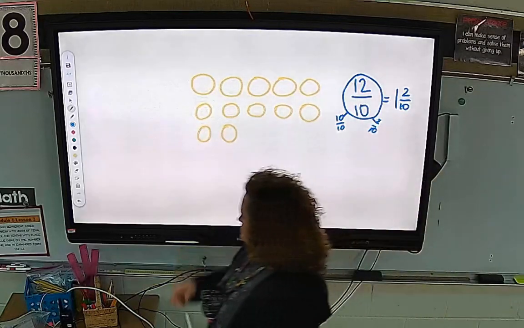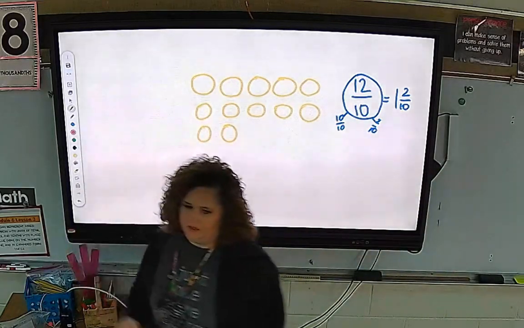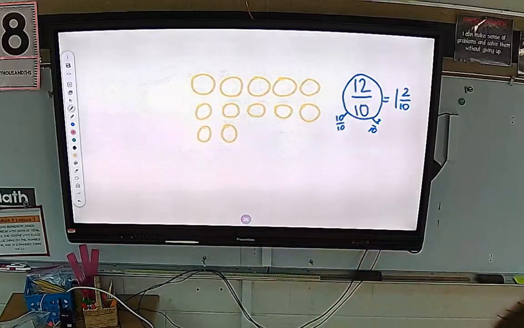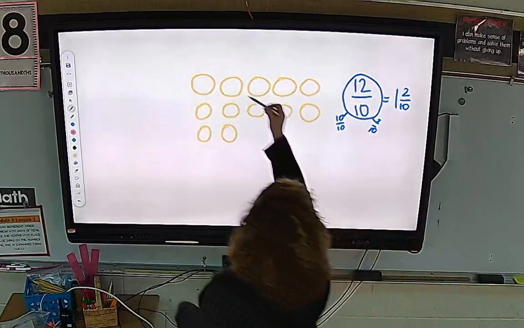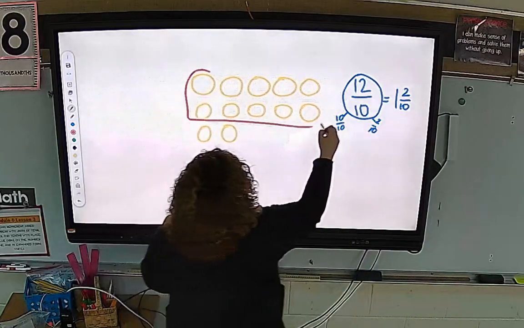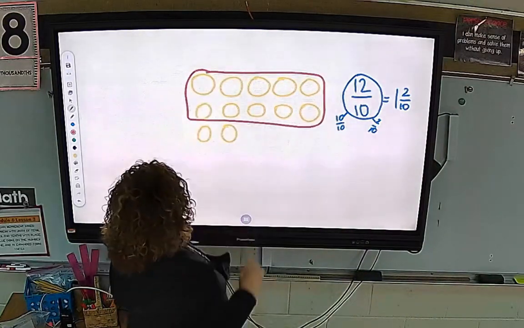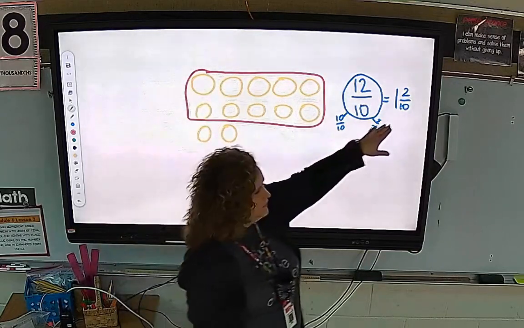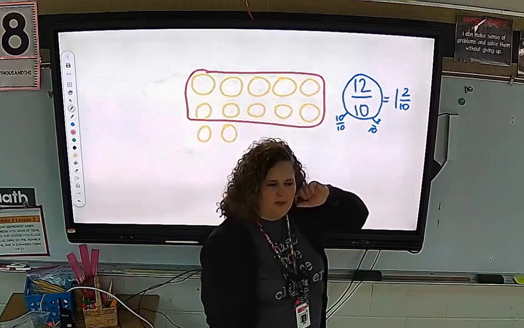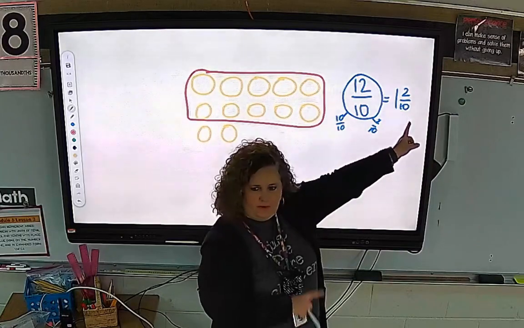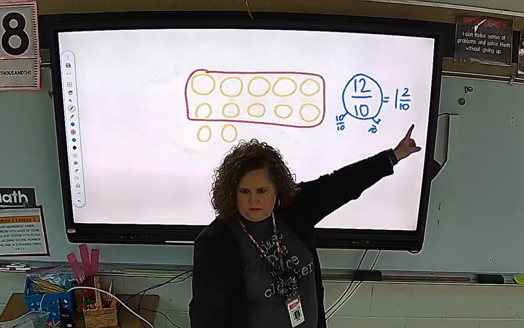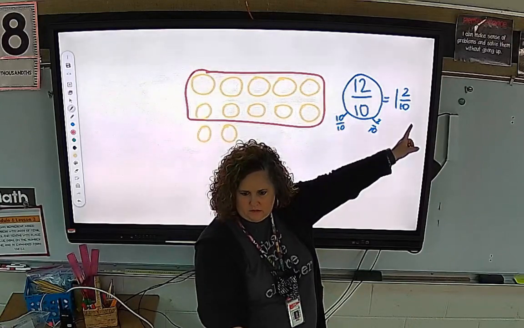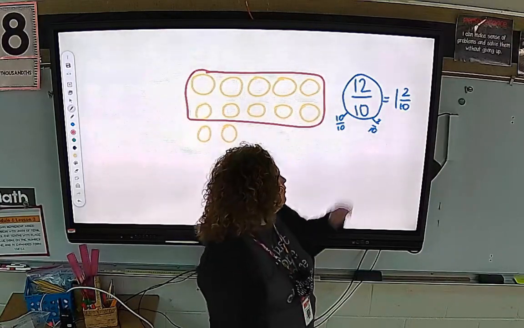How many tenths does it take to make one whole? Let me hear that again. Alex, how many tenths does it take to make one whole? 10 of them. And so here you've got 10. We've got 1 and 2 tenths. Okay? How do I write 1 and 2 tenths? How do I write that as a decimal? What would it look like? 1.2.